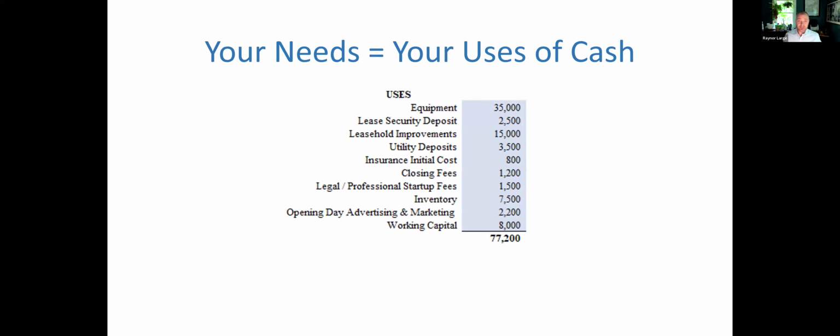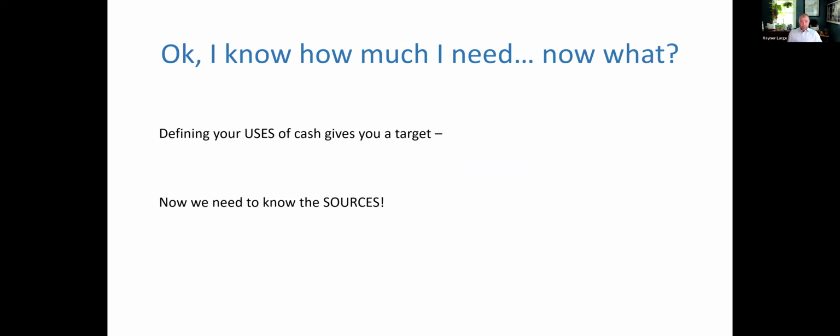So this is kind of what the uses would look like. I got my equipment, my lease security deposits, some improvements in there. I've worked with a contractor. I have a quote, what that costs, insurance, closing fees, legal fees, some inventory. I have some pre-launch marketing, right? And my working capital piece. So that's the number I need, 77,200, of which 8,000 will be sitting in my bank account on day one, right? My working capital.